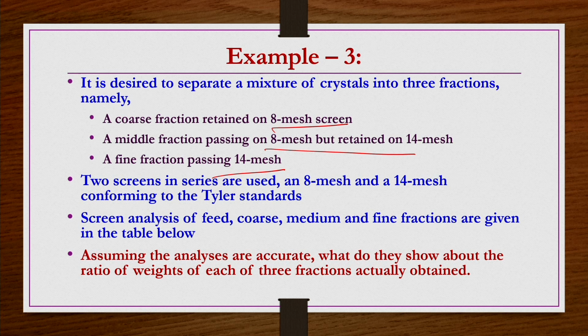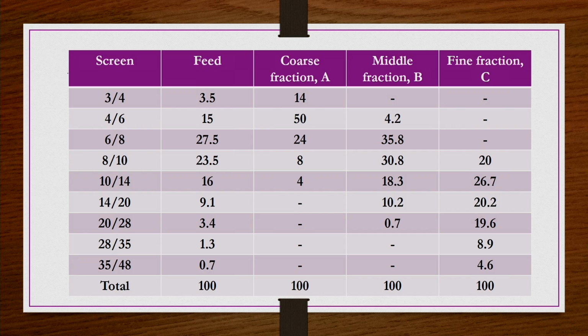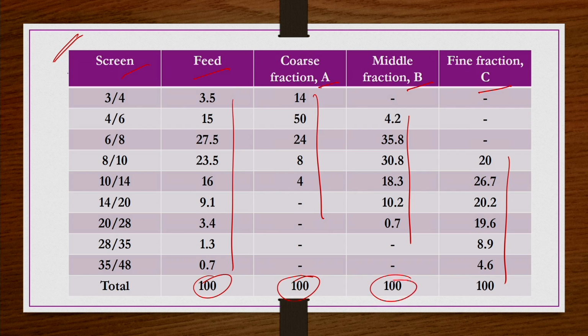Assuming the analyses are accurate, what do they show about the ratio of weights of each of the three fractions actually obtained? How much coarse material is obtained, how much medium, and how much fine, with respect to the feed? Let us take the feed as a 100 kg basis. The table gives the screen versus feed, coarse fraction, middle fraction and fine fraction, with their corresponding mass fractions. They are not cumulative but differential, so when you add them together for all four cases, you get 100.